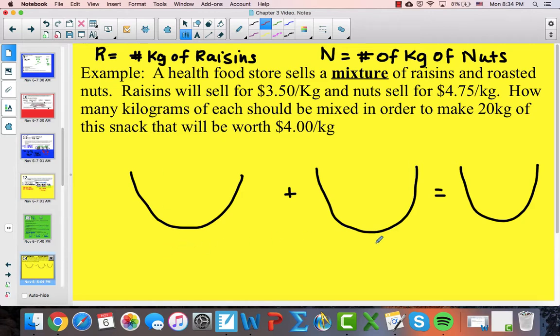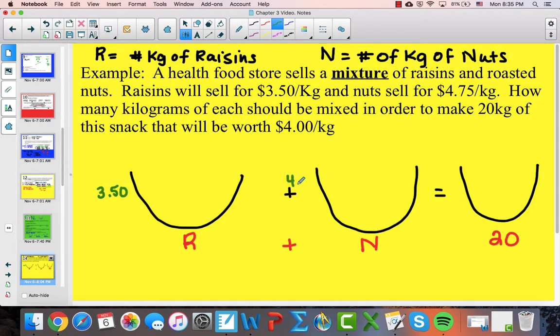All right, so the first equation relates to the total number that we have or amount that we have. And I put that at the bottom. So I'm going to do that in red. So I want to make 20 kilograms. So my final mix is going to be a total of 20. Well, I'm mixing raisins and nuts to get to that 20. So R plus N equals 20. The other equation relates to the cost in this case, so raisins sell for $3.50. I put that right here.